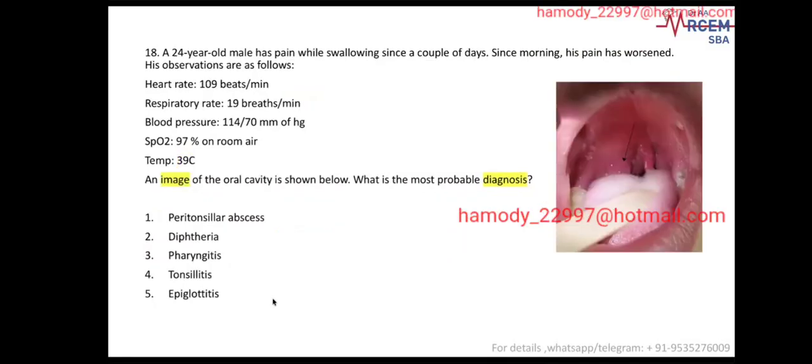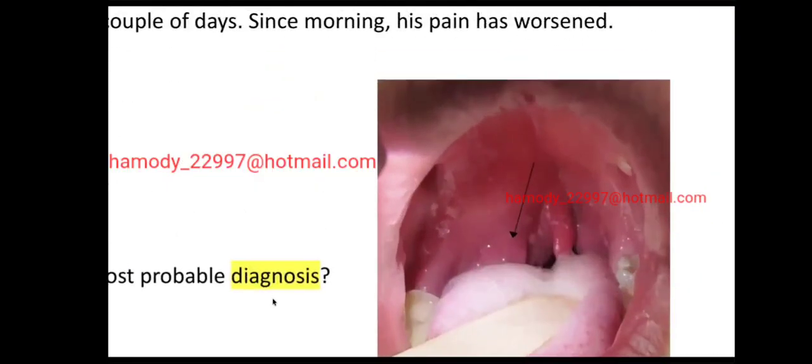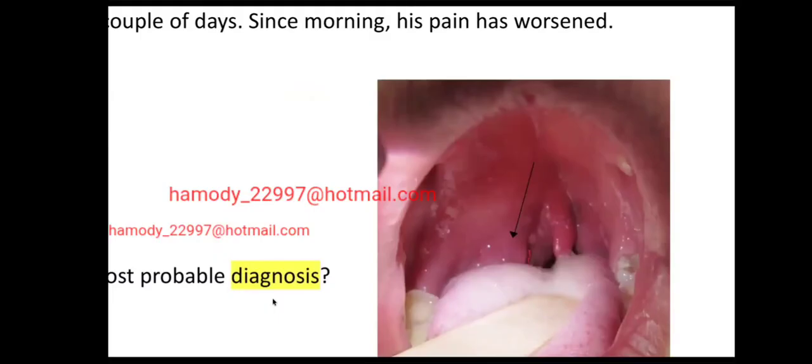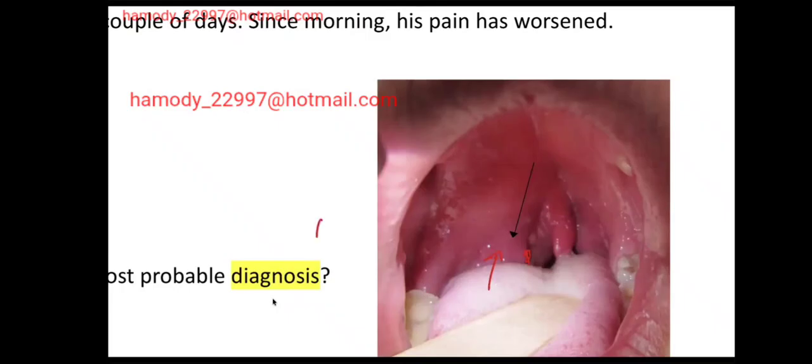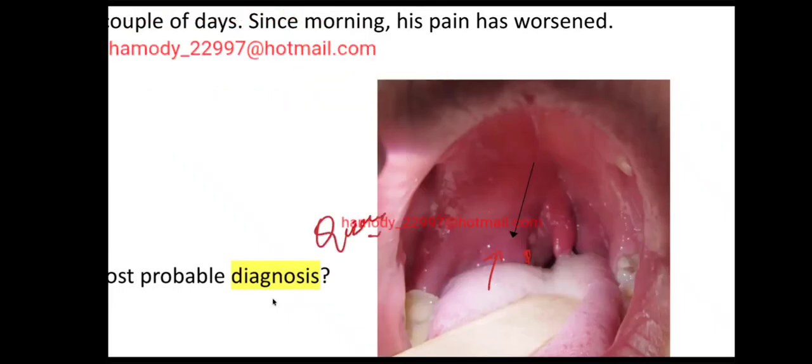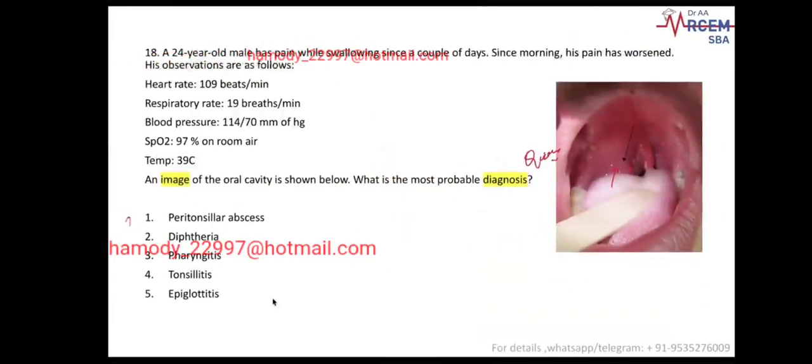Image is given. What is the probable diagnosis? In the image I'm seeing a tonsil, and behind the tonsil there is a swelling. This is known as quinsy. Quinsy is also known as peritonsillar abscess. There is a risk of airway obstruction in peritonsillar abscesses.